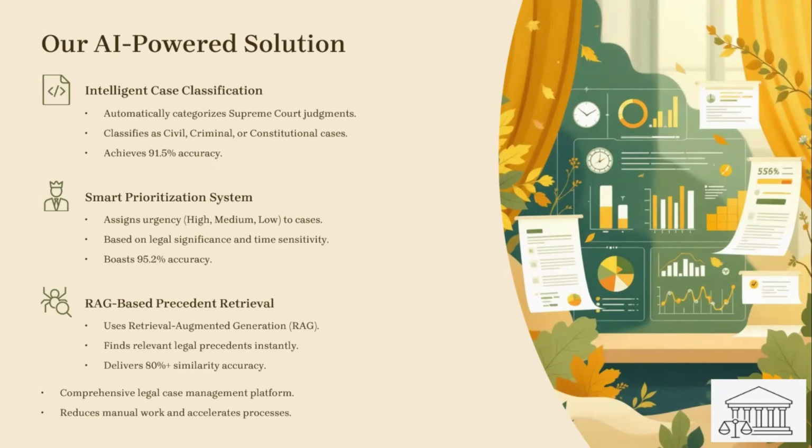It does three main things. First, it classifies the type of case, that is civil, criminal, or constitutional, with around 91% accuracy. Second, it predicts how urgent the case is, whether it's high, medium, or low priority, and that one hits 95% accuracy. And third, it can find legal precedents instantly using a retrieval augmented generation setup, or RAG for short.